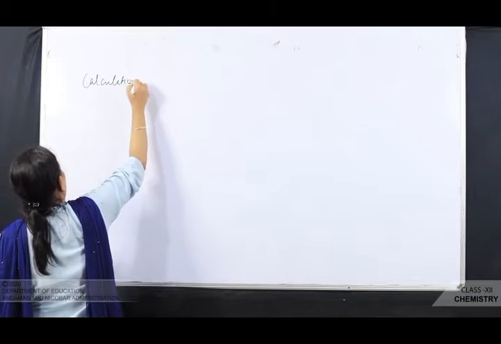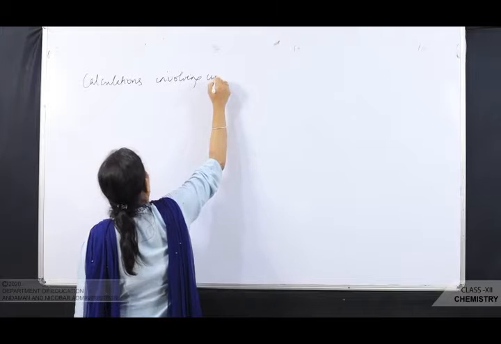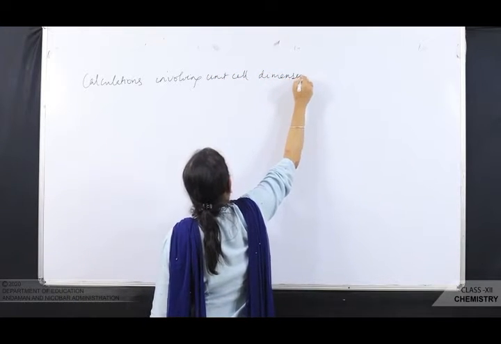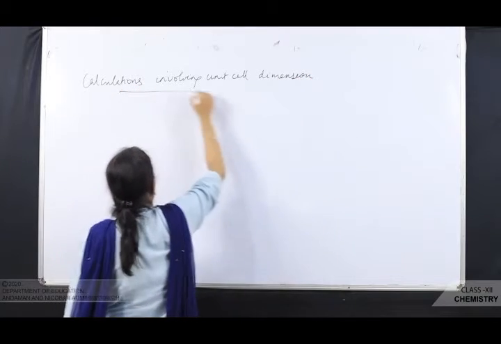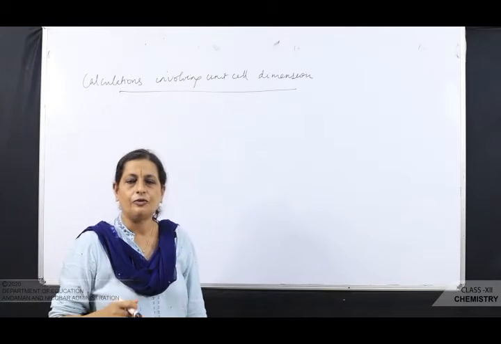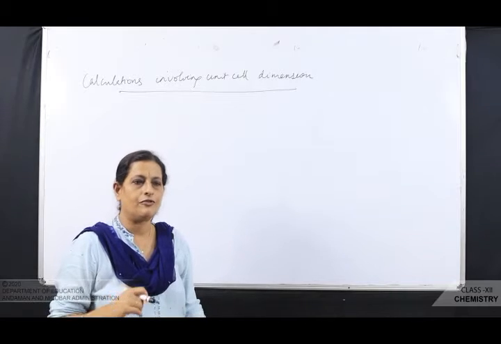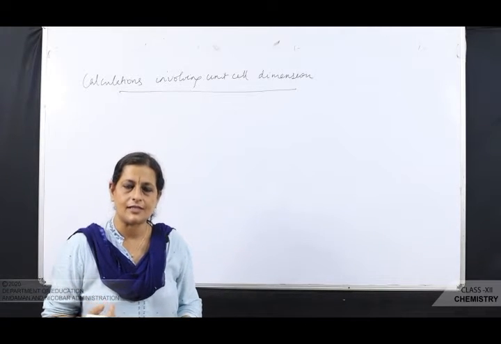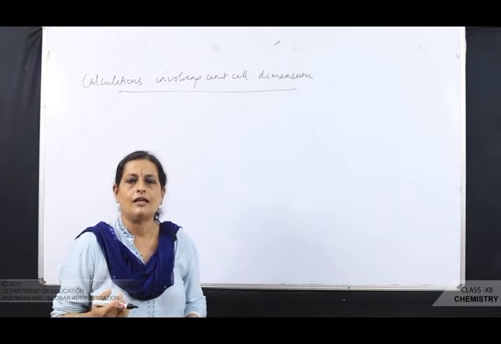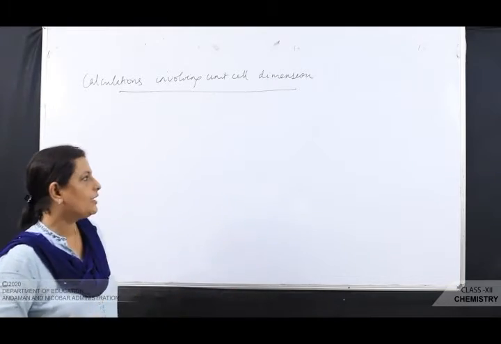Calculations involving unit cell dimension. See here, the edge length we can find out using X-ray diffraction. Now, if you know the type of lattice, we can find out the number of atoms per unit cell. So, if you know the edge length, the number of atoms per unit cell and the molar mass or atomic mass of the given substance, then you can calculate what? The density.